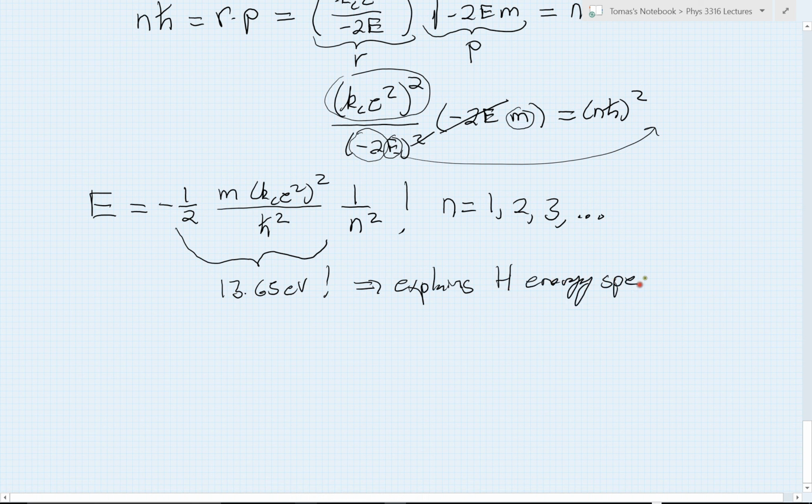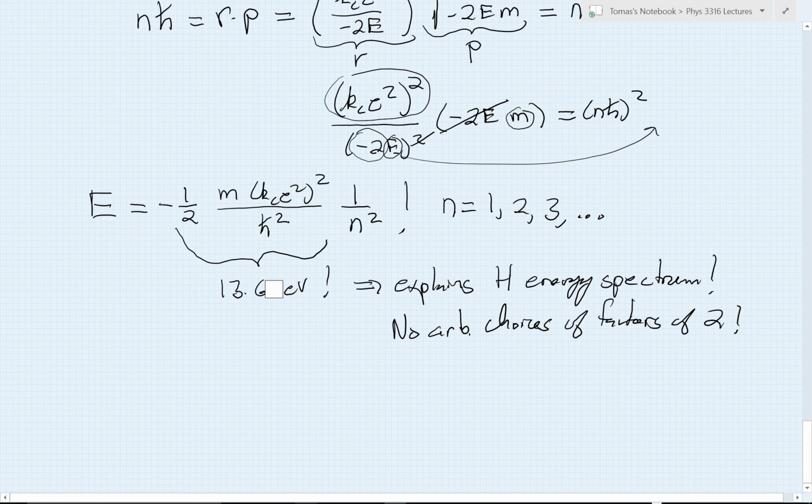What's very exciting about this, which I would like to stress, is that notice there's no kind of order of magnitude feel to this, right? There's no arbitrary choices anymore, choices of factors of 2, etc. This is a pure, clean prediction that gives us precisely the exact experimental result.